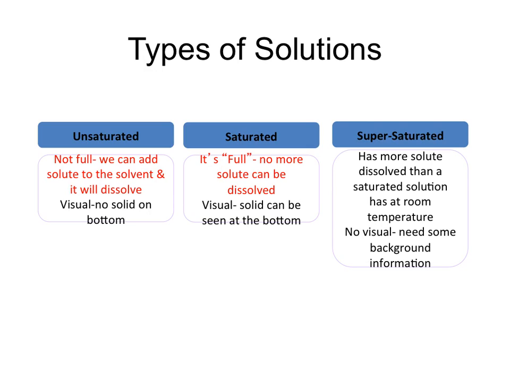There is a third type of solution. It is called a supersaturated solution. These solutions have more solute dissolved than a saturated solution has at room temperature. There is no visual cue here. You would need some background information to figure out that you are looking at a supersaturated solution, and we will look at that in a little bit.